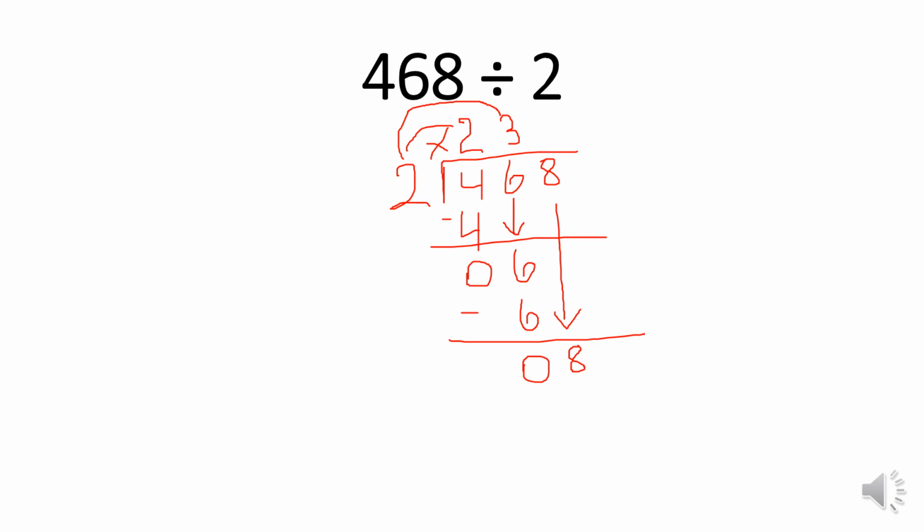2 into 8 is 4. Now we're going to multiply. 2 4s are 8. Now we're going to take away 8. 8 take away 8 is 0. And there we have it. It was a long number, but we still worked it out. We worked out each number at a time.